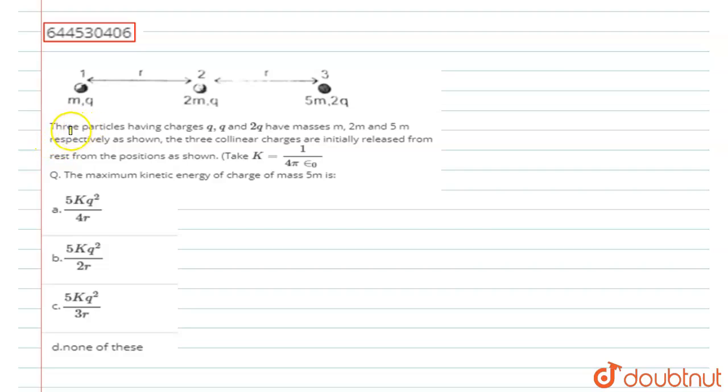Hi. In this question, it is given that three particles having the charge Q, Q, and 2Q have mass m, 2m, and 5m respectively as shown. The three collinear charges are initially released from rest from the position as shown. K is equal to 1 by 4 pi epsilon naught. Now we have to find the maximum kinetic energy of the charge of mass 5m. Third particle we can see, 5m is the mass and 2Q is the charge.